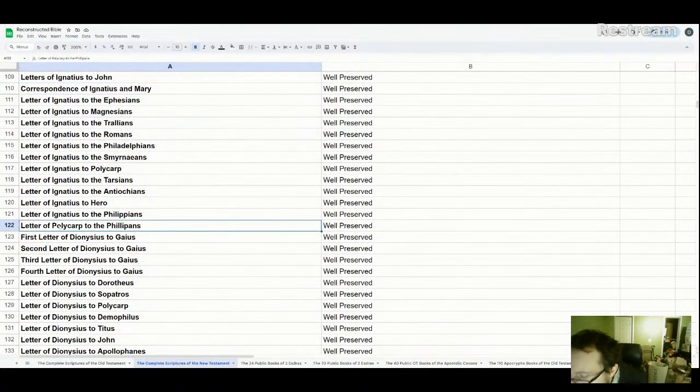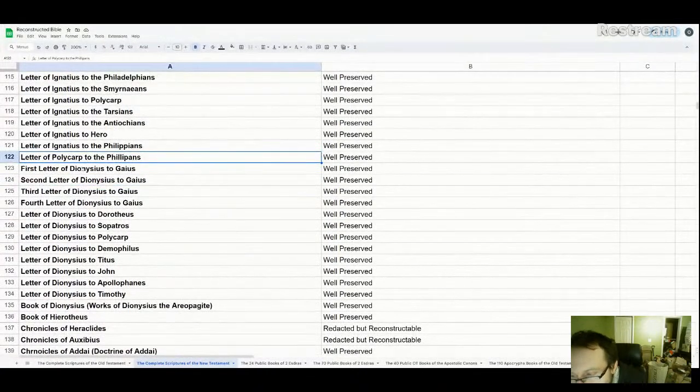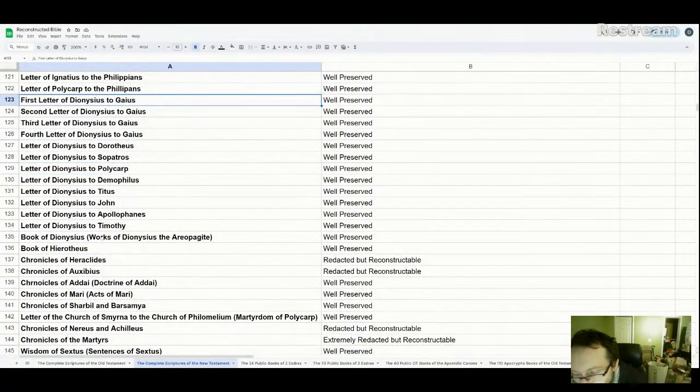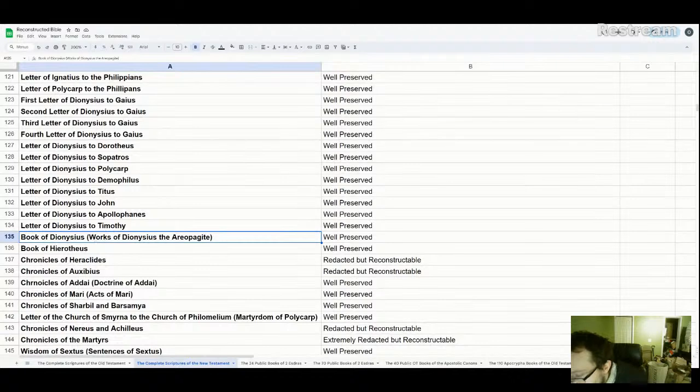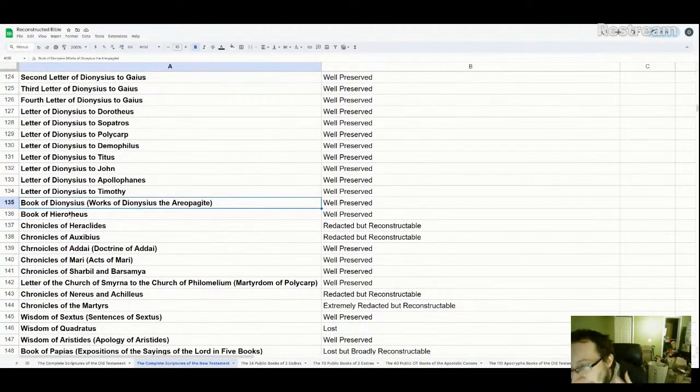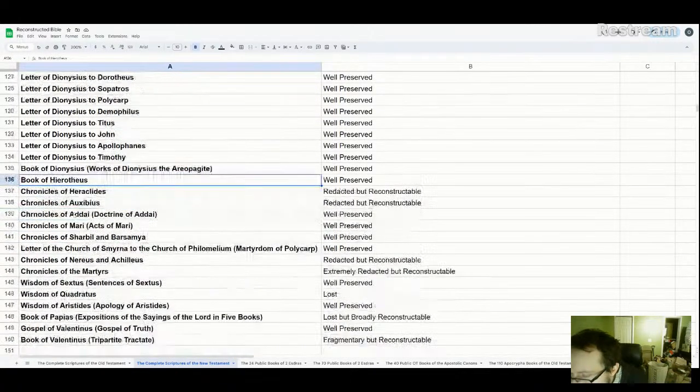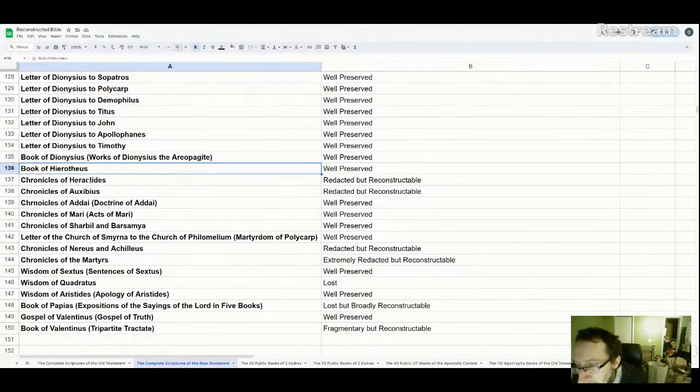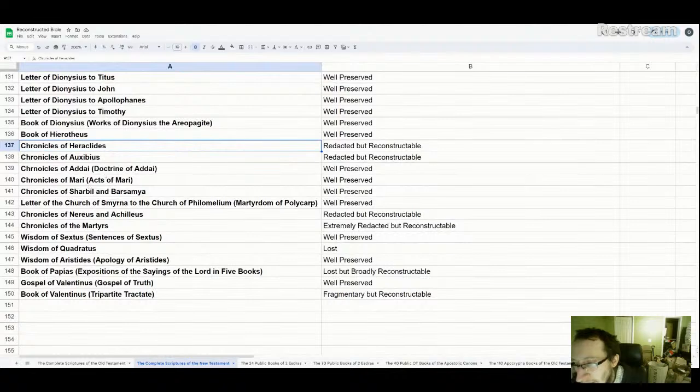Letter of Polycarp. Then you have Dionysius the Areopagite. I consider all his writings to be authentic. So scholars call him the pseudo Dionysius. I don't. So the various works of Dionysius I include as authentic scripture. You have the book of Hierotheus, then the Acts of Heracles, Acts of Axabius, the Doctrine of Addai, the Acts of Mari, the Acts of Charbel and Barsamia.